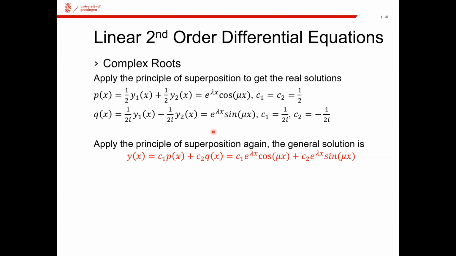And then we apply the principle of superposition again, and the general solution is y equals c1 times p(x) plus c2 times q(x). And in this step, we just want to cancel out the terms with complex numbers i. So after the cancellation, we have the real solutions. Basically the i is eliminated in these two solutions, and then we will have the general solution in this form.